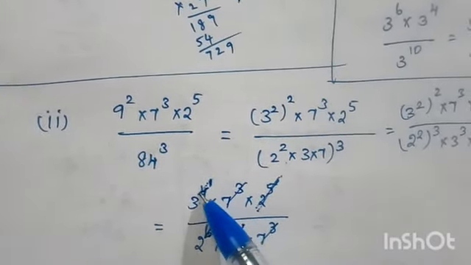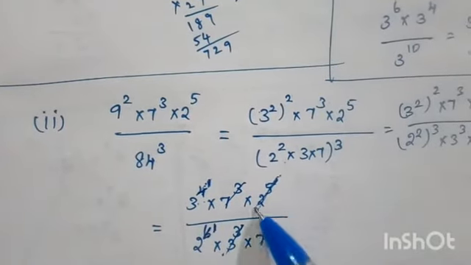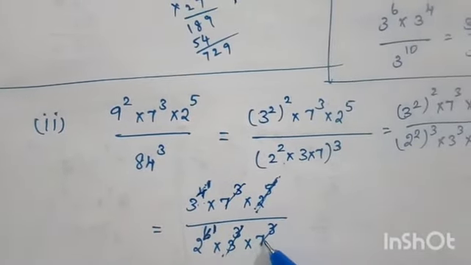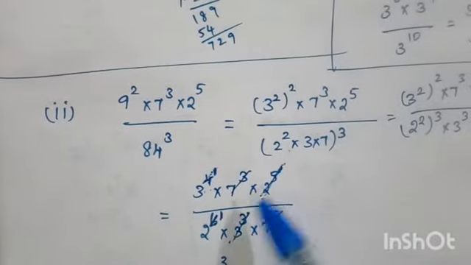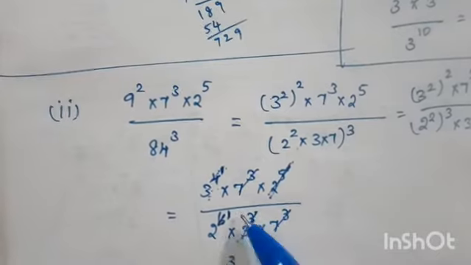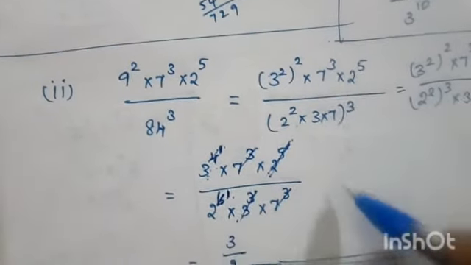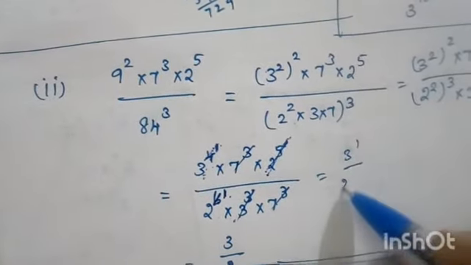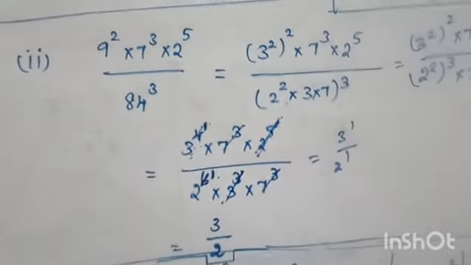So you have to cut only the power. Here cut only the power. This fully you have to cut. 7 cube cancel. So after cancelling we have here 3 power 1 by 2 power 1. So it is 3 power 1 by 2 power 1, so that is equal to 3 by 2.